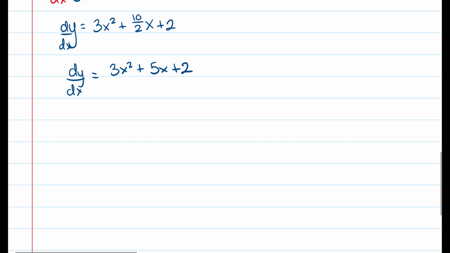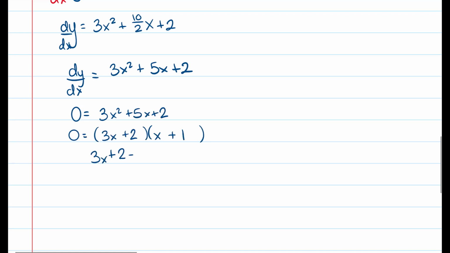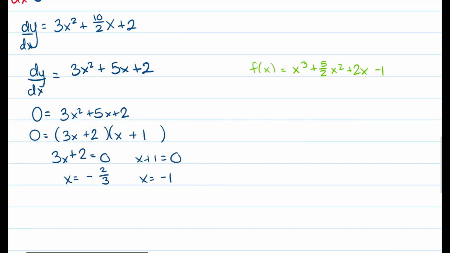Now we just have to solve it out. So we set it equal to 0: 0 = 3x^2 + 5x + 2. Now what you want to do is go ahead and plug these x values into your original function to find the coordinates.